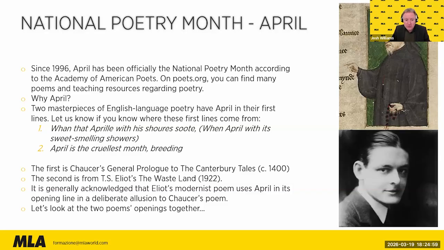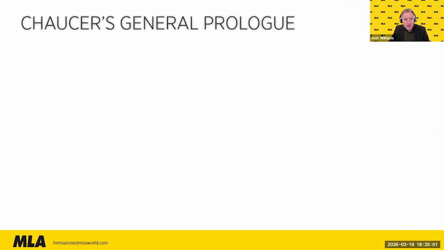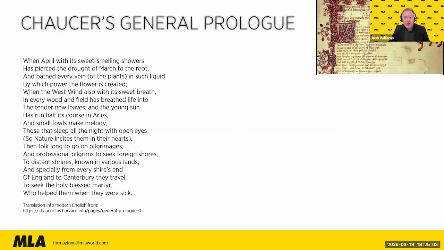Let's have a look at these two poems together. So the general prologue, here we have it, and this is a translation into modern English. Obviously, it was written in Middle English, but you can actually go to YouTube and find some pronunciations of the poem in Middle English, but it does sound quite different, and there's a lot of differences. So here we have a sort of free translation or literal translation.